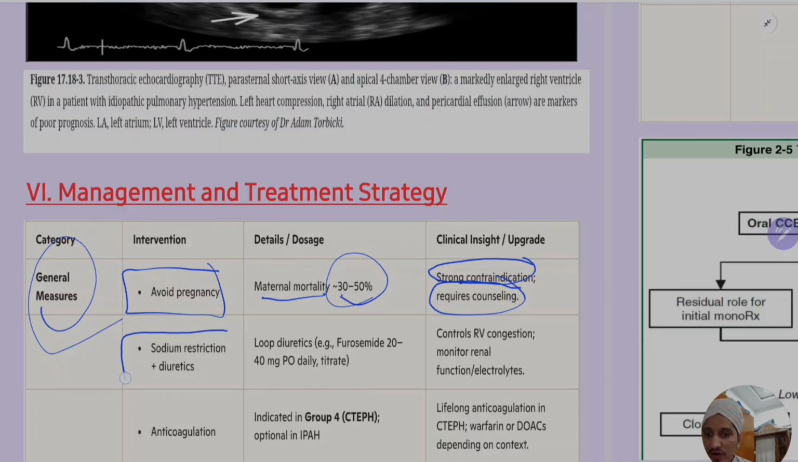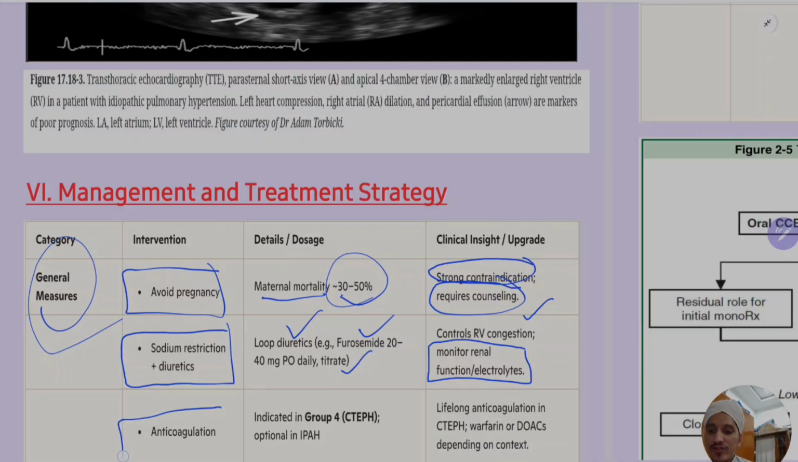The next thing is sodium restriction and diuretics. This is the baseline which you are going to give all patients irrespective of any class. Sodium restriction and diuretics. For loop diuretics you can use furosemide 20 to 40 mg daily. You can titrate according to the symptoms of the patient. This will control the RV congestion. When you are using diuretics, you need to monitor renal function tests and electrolytes, sodium and potassium.